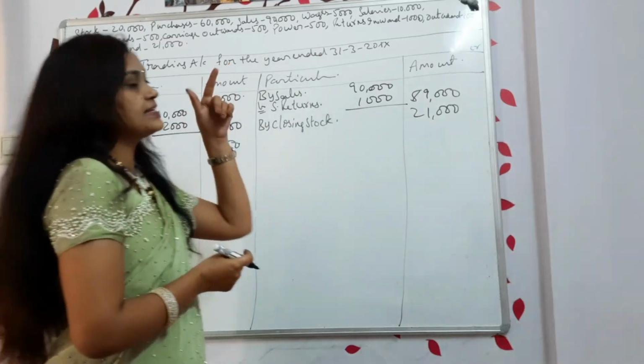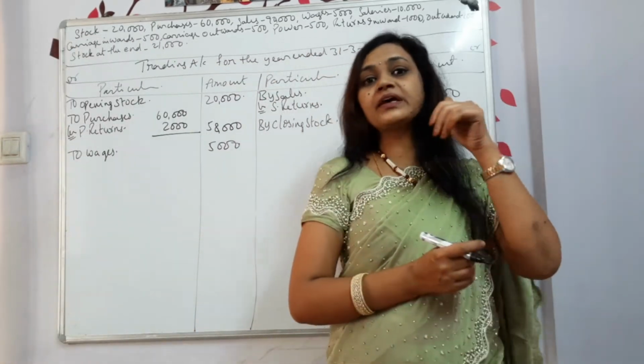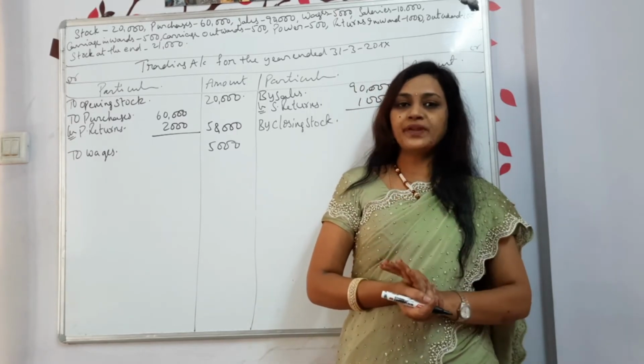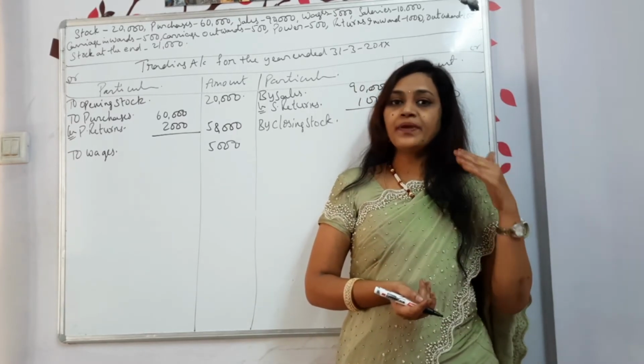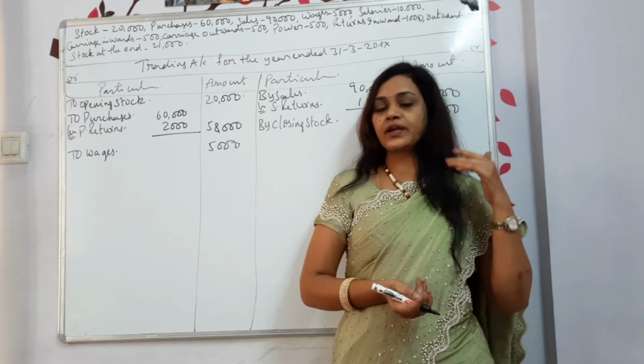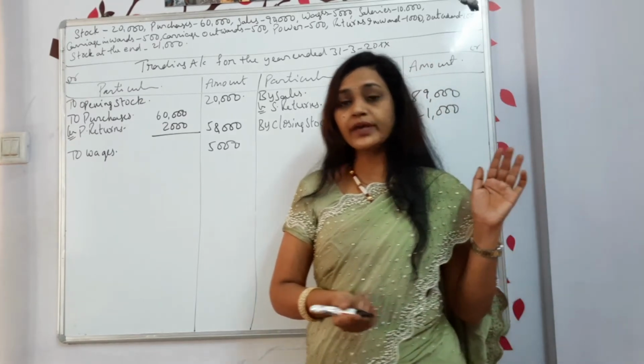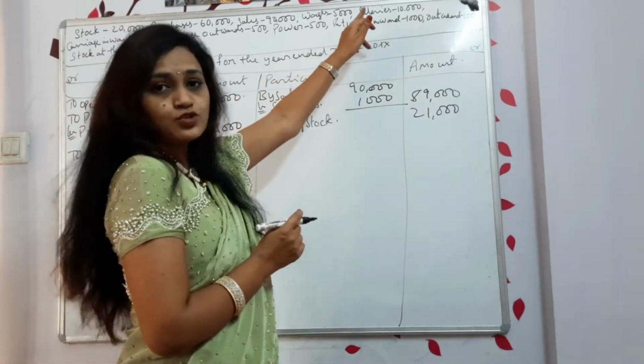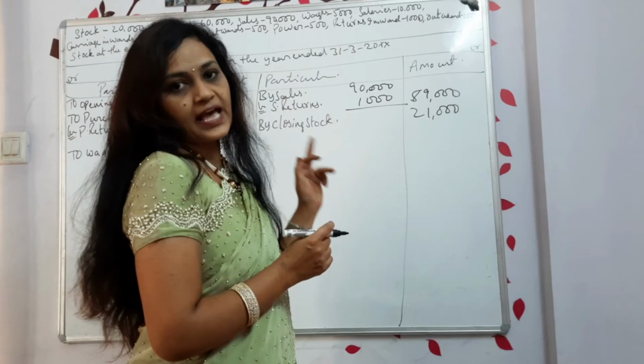Next, salaries. Salaries will be paid at admin, not in the manufacturing place. It can be paid in the office expenses, or you can call it administration expenses. So it will not be shown in the trading account. Even if they show, you need not take those salaries.